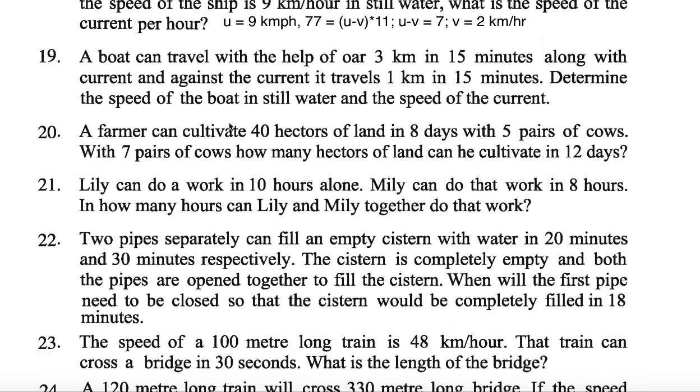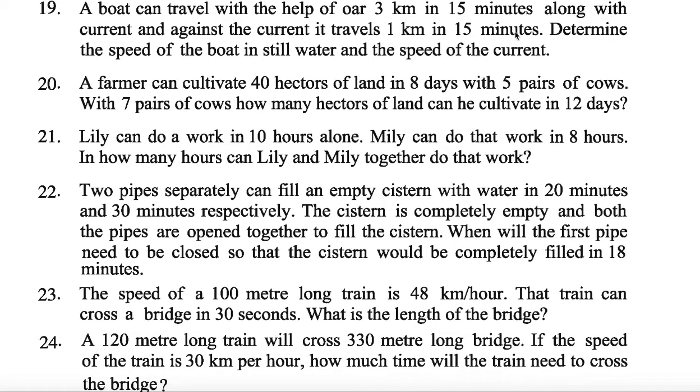A boat can travel 3 km in 15 minutes along with the current, and against the current it travels 1 km in 15 minutes. Determine the speed of the boat in still water and the speed of the current.